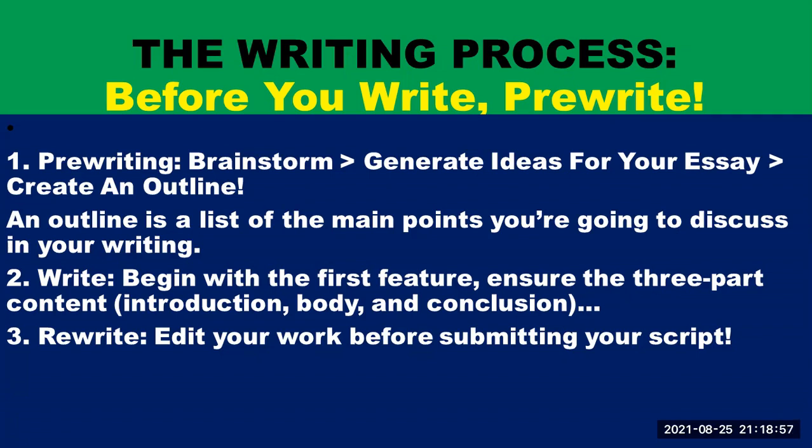Now, then, pre-writing, writing, and rewriting. Let's look at the processes. Number one is pre-writing, and this is the point at which you brainstorm or think about the topic in order to generate ideas for your essay. Then once these ideas come, you jot them down. You create what we call an outline. An outline is a list of the main ideas you are going to discuss in your writing. All right.